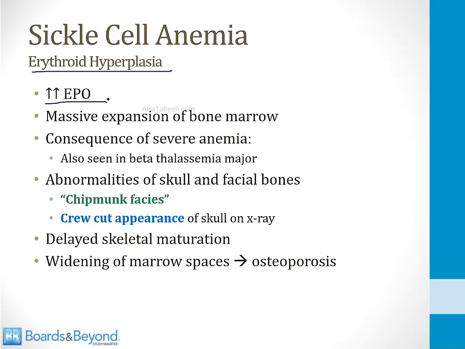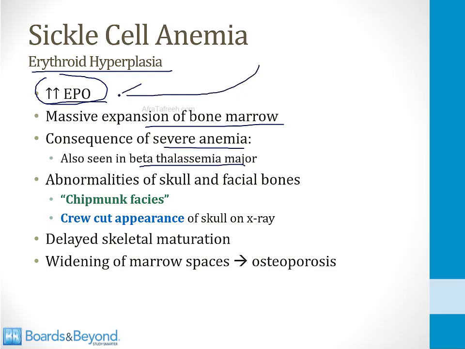You don't see this much in the modern era because we treat sickle cell anemia, but years ago, children with untreated sickle cell anemia would have very high EPO levels, and this would lead to a massive expansion of their bone marrow, and this would lead to lots of bony abnormalities because the bone marrow was growing so large. This is the consequence of severe anemia, and you can see it in sickle cell anemia, but you can also see it in some beta thalassemia major cases. Once again, those children also have very high EPO levels.